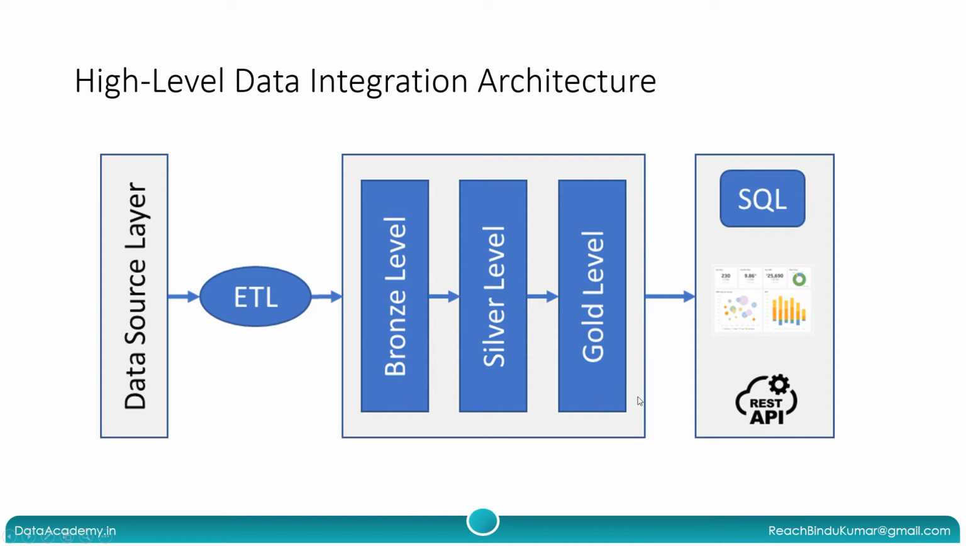You have a bronze, silver, and a gold level. I will do a deep dive of all of this in the coming slides. So this is where your data is copied. This is where your data is enriched and data quality is enhanced and so on. And finally, you have the data access layer. So this is the layer where you read the data. Okay. Now let's look at each of these components one by one and understand their significance in the data integration.